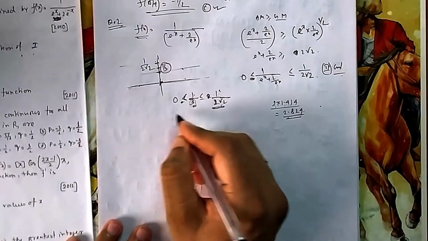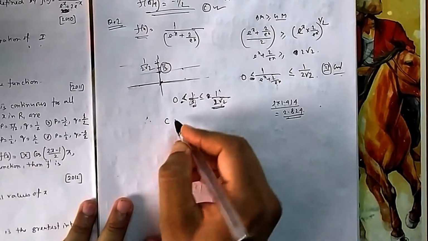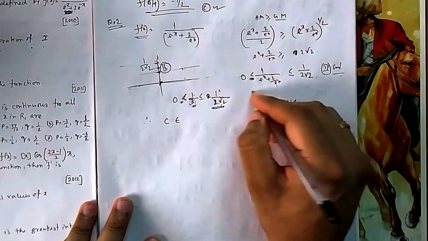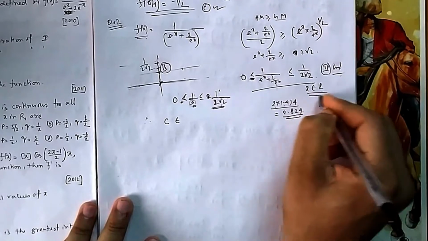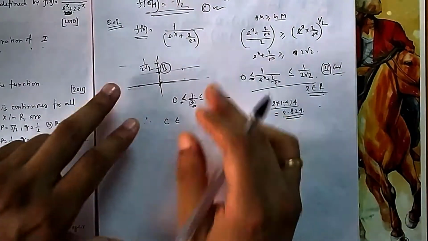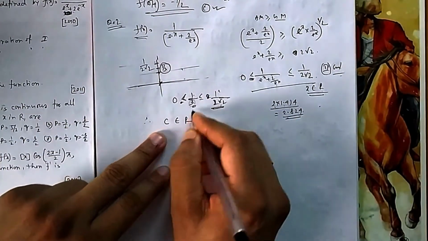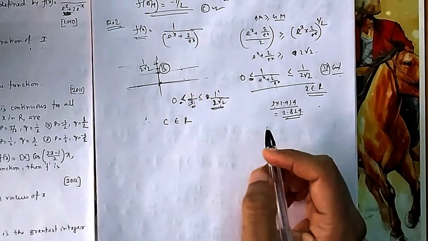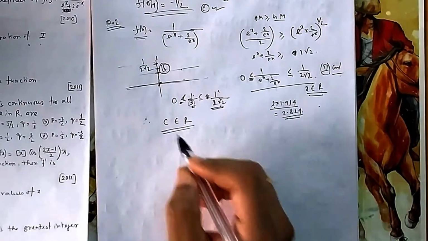Because 1 by 3 is lying between these two, you will have a c in the domain where the function value is between 0 and 1 by 2 root 2. It is 0 to 1 by 2 root 2 for all x in R, so you will find some point at which this function attains that height, by the intermediate value theorem. We can check that theorem once again. So therefore, yes, that is also correct.